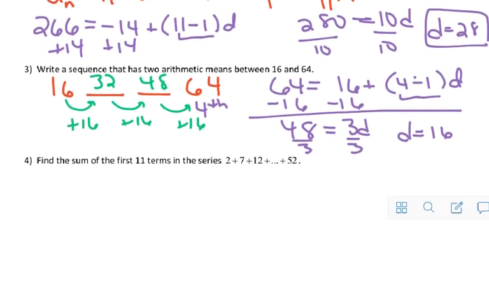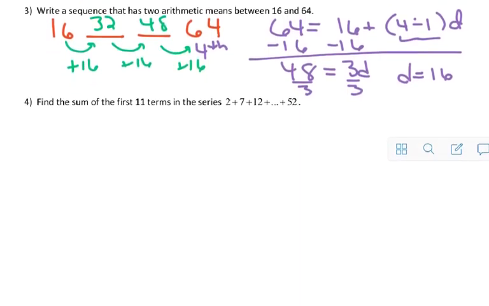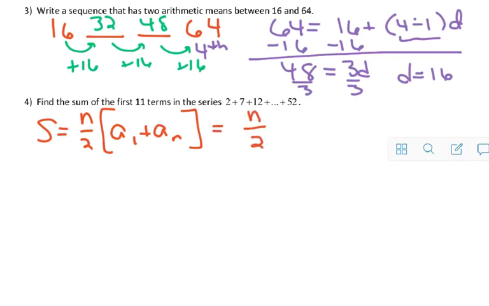We had 2 formulas for finding the sum of a bunch of terms in an arithmetic sequence. One of the formulas for finding the sum was n over 2, where n is how many terms you're adding, times the first term plus the last term. But we don't always know the last term. So if I don't know the last term, the formula is n over 2, 2 times a sub 1 plus n minus 1 d.